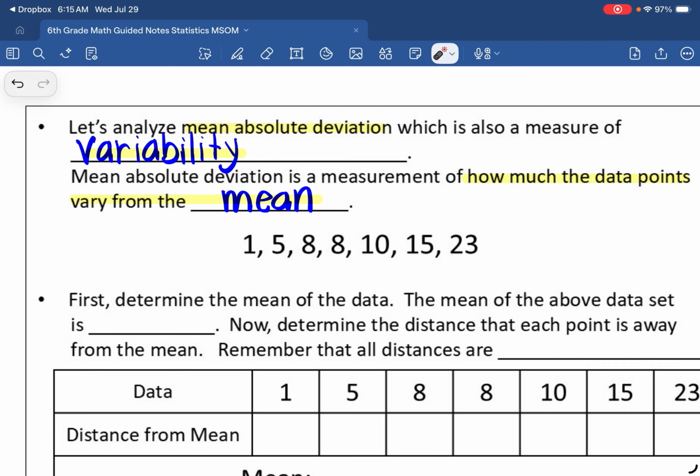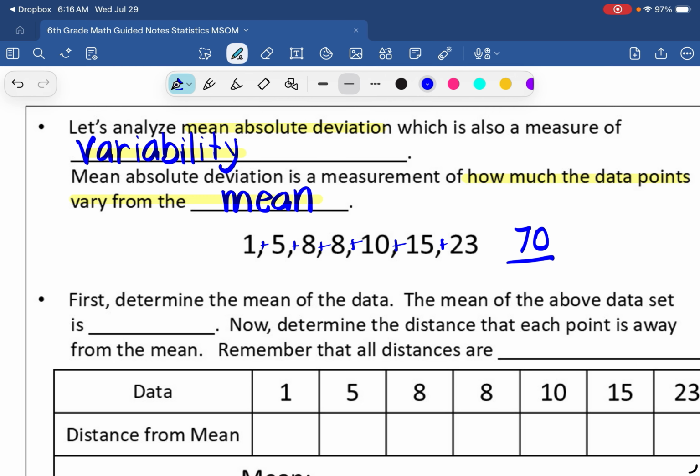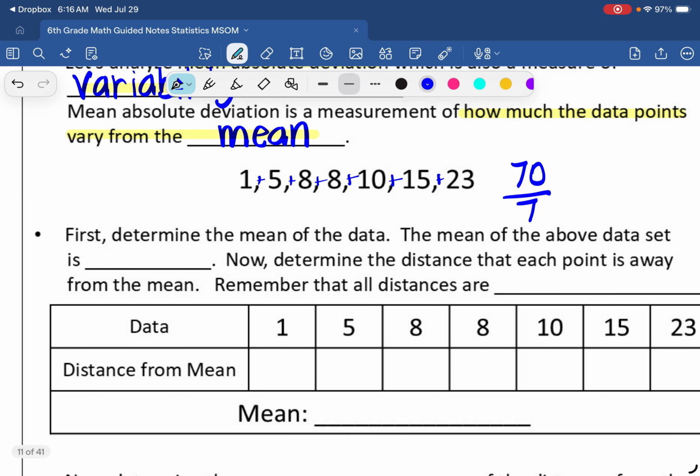So we're going to add all those data points up and divide by the number of data points. So 1 plus 5 plus 8 plus 8 plus 10 plus 15 plus 23. If I add those all up, I get 70. And there are 7 data points, so I'm going to divide by 7. 70 divided by 7 is 10. So that is my mean.